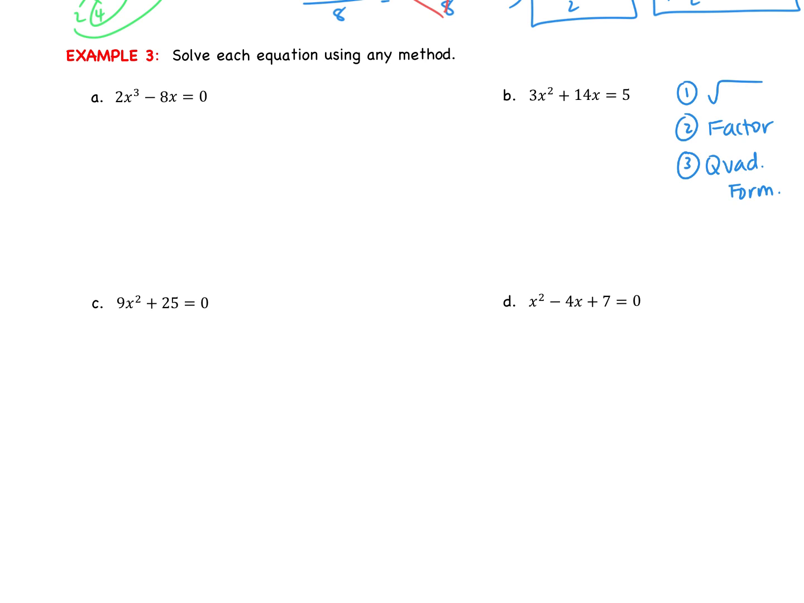Audrey, can I factor the example in A? What's the first thing you always look for when you factor? Is there a GCF here? Yeah. There definitely is. GCF in this case, 2x. And we're left with x squared minus 4. Does this factor again? Yeah. It does. What does x squared minus 4 factor to be? X plus 2 and x minus 2.